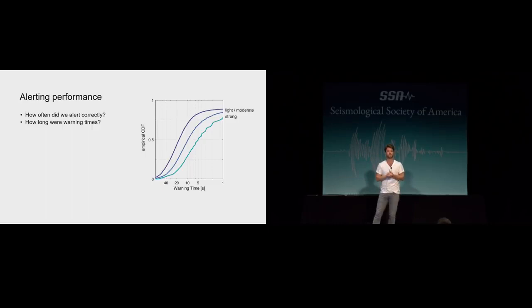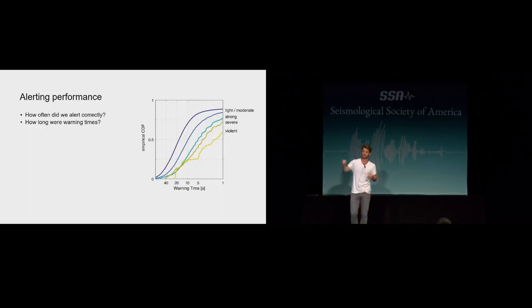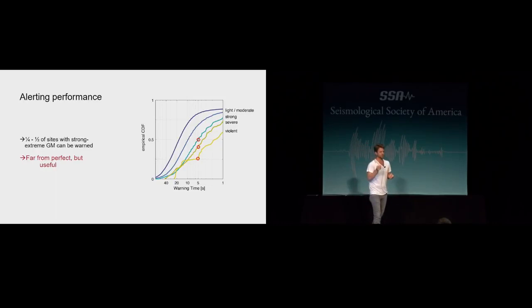Those are the 20% on the top, either because we were too slow or because we underpredicted the ground motion, so did not alert. Now, if we look at the sites that really matter, the ones with very extreme, violent, severe ground motion, the warning times are even shorter. And so if we think that we need maybe at least 5 seconds to do something useful, we can say that we can successfully alert anywhere between a quarter and half of those sites that are most crucial but also most difficult.